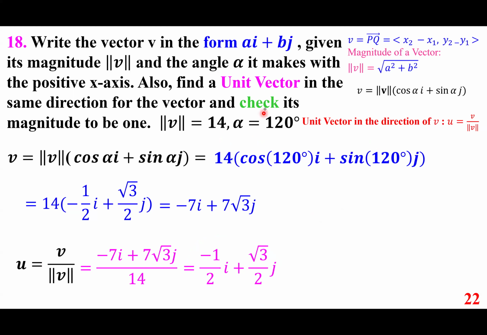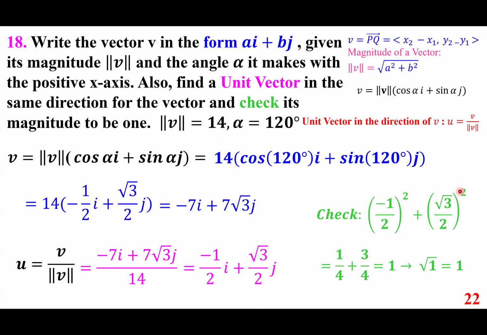And so having said that, how do you check? Well, square root of a squared plus b squared must be 1. So if you square this part and this part, this becomes 1/4, this becomes 3/4. It's 1 and square root of 1 is 1. This is how you check that it's a unit vector. Assuming everything is done right, this proves it's a unit vector. In what direction? Of course, we've worked it out in the same direction.